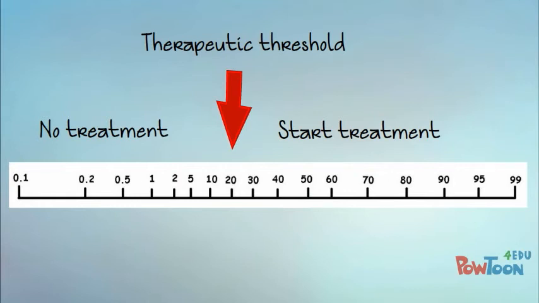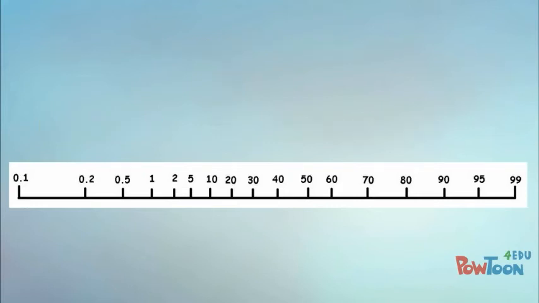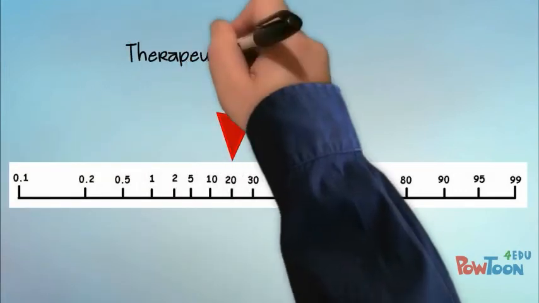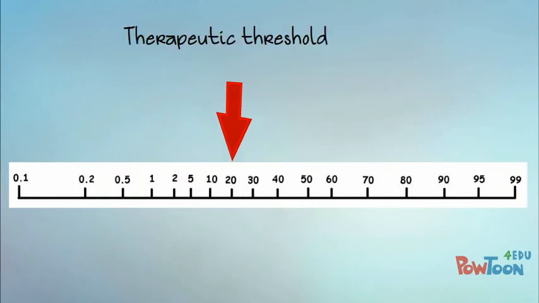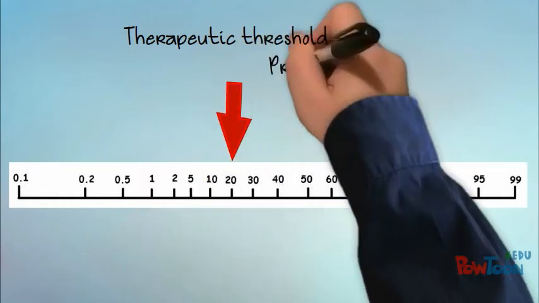Let's put it into practice and see how this framework might help us use tests more rationally. Imagine you're seeing a patient you suspect might have TB. Your therapeutic threshold for this patient is 20%, meaning that when no more information is available, you will treat if the probability is above 20% and not treat if it is below. After a careful clinical evaluation, you decide that the pretest probability of TB for this patient is 60%.